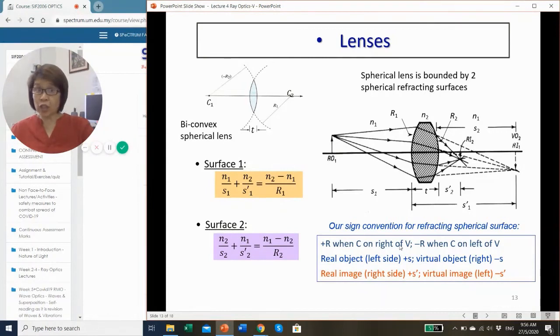And in our sign convention, again, may I repeat, the radius of curvature will be positive when the center of curvature is on the right side, which is on this side of the vertex. And for a real object, it will be on the left side of the refracting surface, and that's a positive distance. If the object is on the right side, then it will be considered to be a virtual object with negative s. And for the image, it is a real image if it is formed on the right side of the surface, and it will be a virtual image if it is on the left side of the surface, and that's given a negative sign.